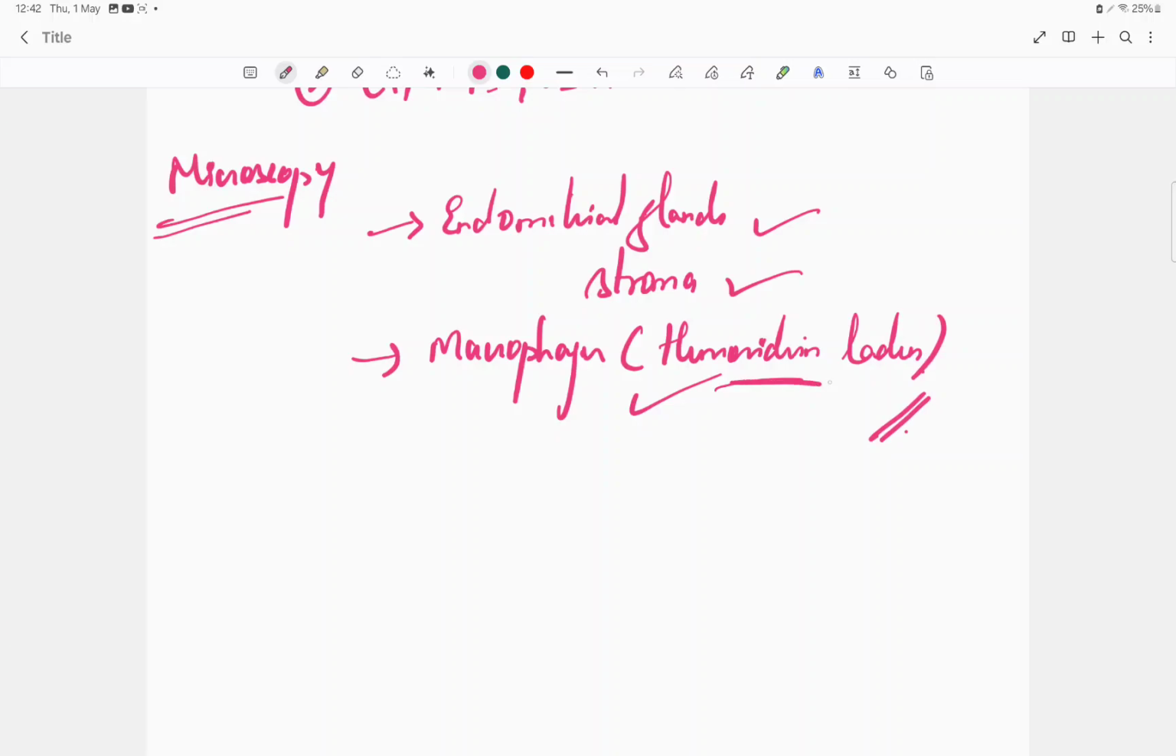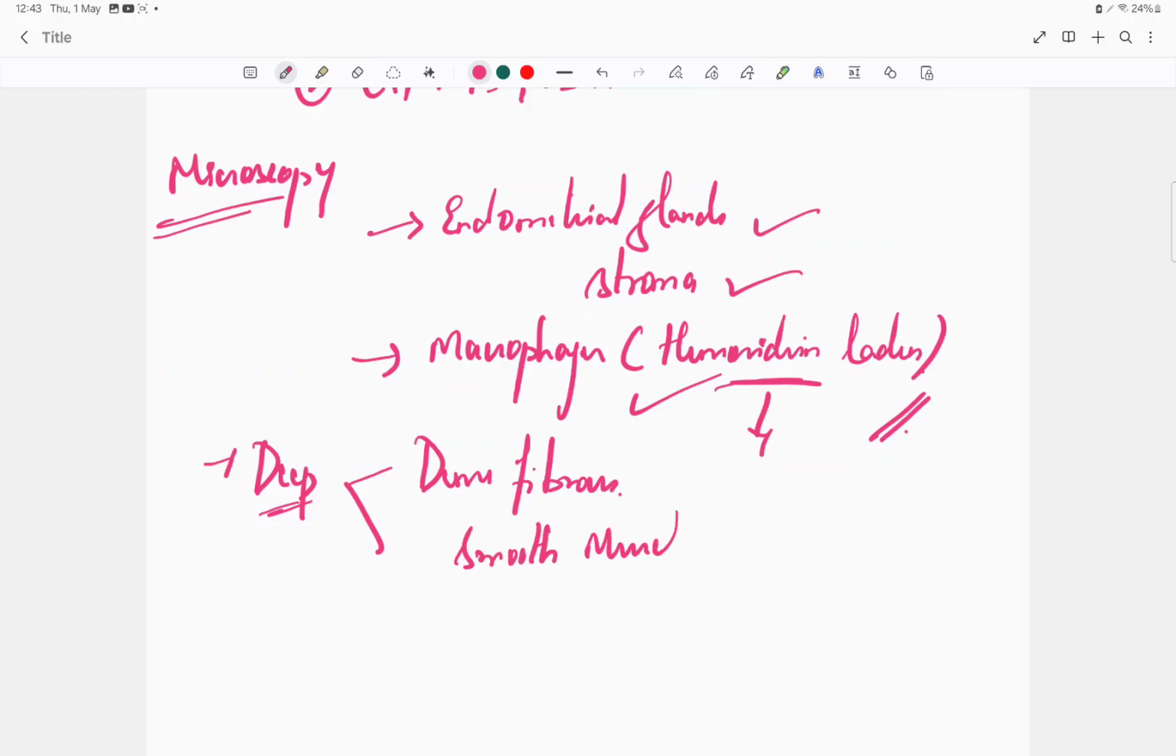So hemosiderin laden means the RBCs will be broken down. These are engulfed RBCs, like hemoglobin. These macrophages will be engulfing all the hemoglobin present in that blood. So all these three are the composition of the endometriotic tissue. And in the case of deep lesions, what are the other things that you can see? In deep lesions, one is dense fibrous tissue as well as smooth muscle. These are two things that you can see in deep lesions. Okay, that's about the histopathology.